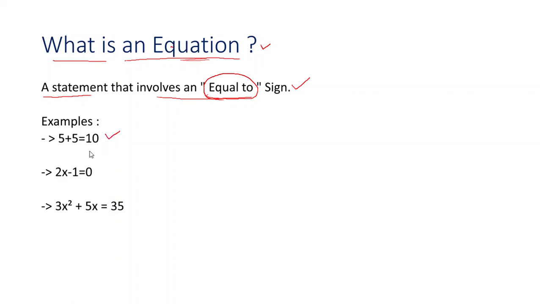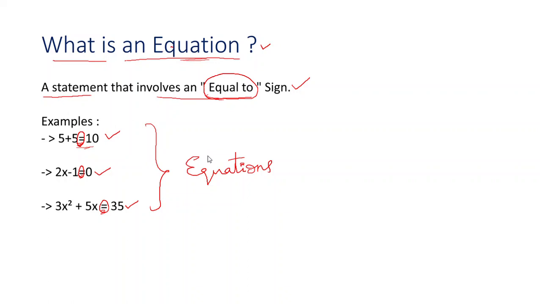5 plus 5 is equal to 10. This is an equation. 2x minus 1 is equal to 0. This is an equation. 3x square plus 5x is equal to 35. This is an equation. Because in all these, there is an equal to sign. So these are all equations, because they involve an equal to sign.